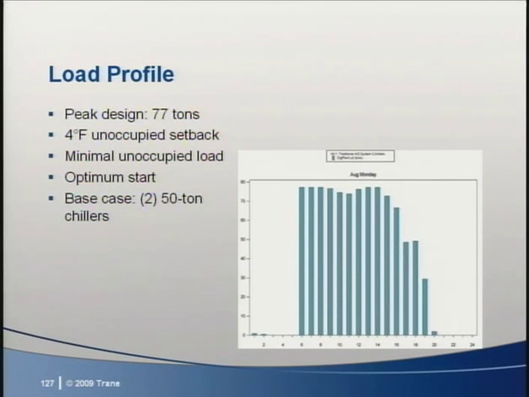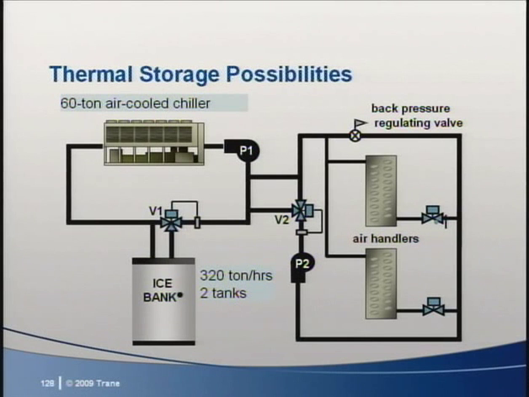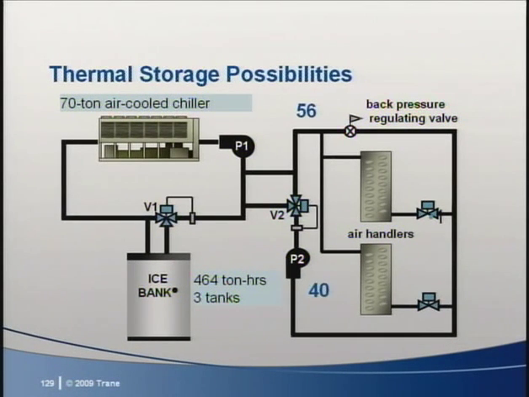50-ton chillers. For our Trace analysis, we'll take the 2 options that we identified in IcePick, a 60-ton air-cooled chiller with 320 ton-hours of ice storage in 2 tanks. We're also going to consider a 70-ton chiller with 3 tanks. All will use the primary-secondary system design. For the ice storage system, we'll use a 40 to 56 degree secondary cooling loop.